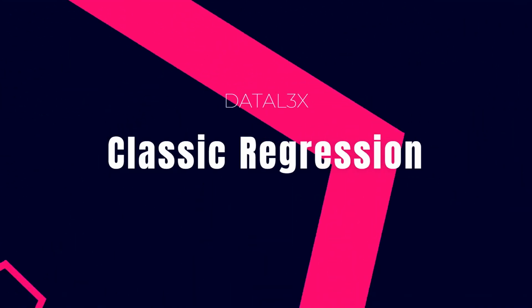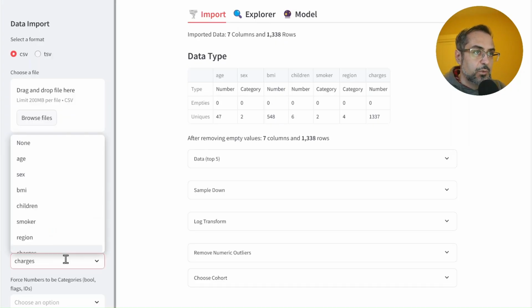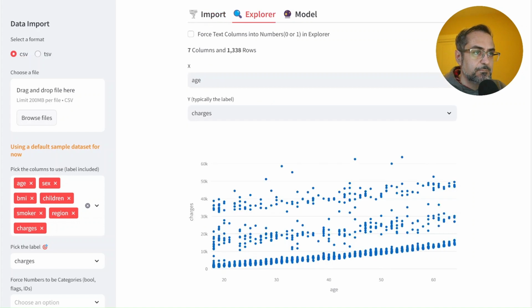Okay, so we'll start by importing the data and identifying our target variable. So in this case, it's the charges, called charges. In the import tab, there's many transformations we could do that are useful. Sometimes the data is too big and we have to sample down, or we have to do log transformation, very, very common. But we'll keep it simple for now and skip these steps.